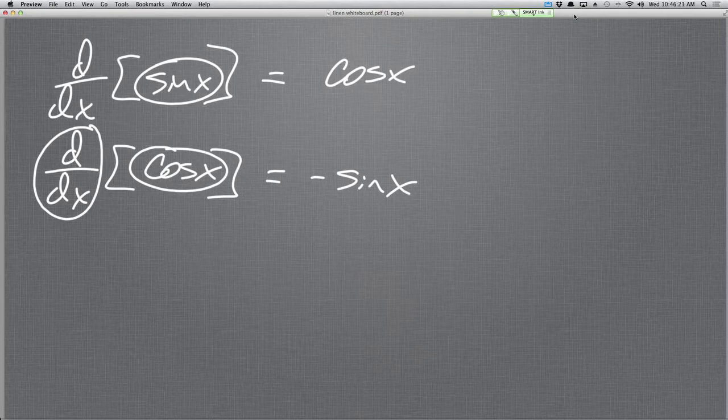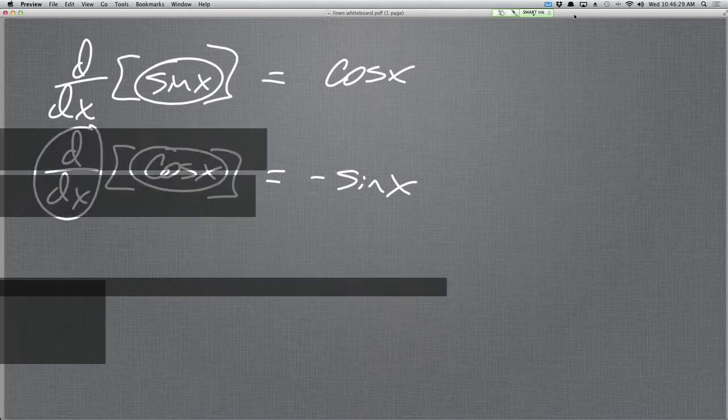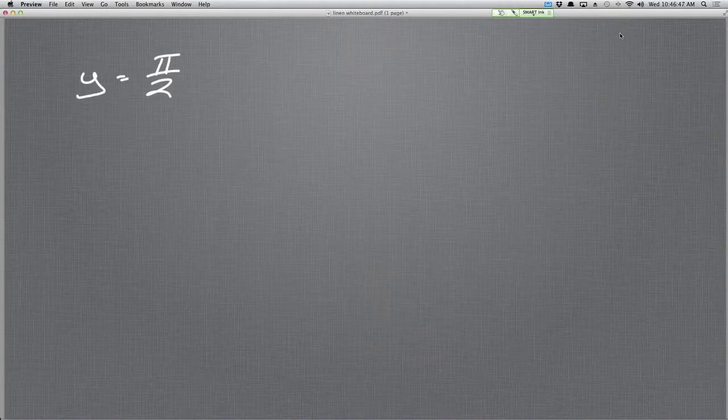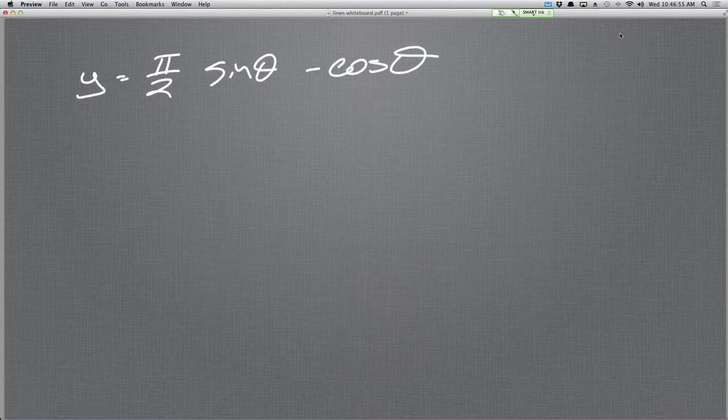What is the significance of the brackets? I just told you. It's the inside. What's inside the brackets is what you're taking the derivative of. So y equals pi over 2 sine of theta minus cosine of theta, and I want to find the derivative of this.